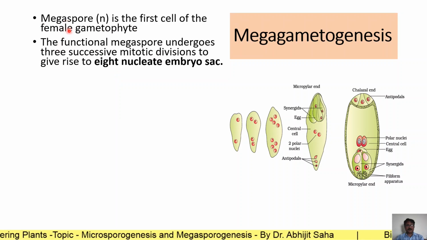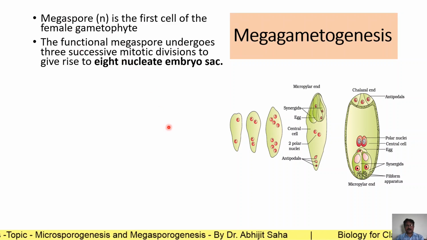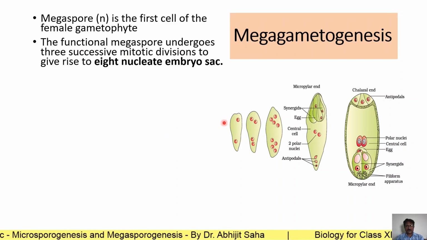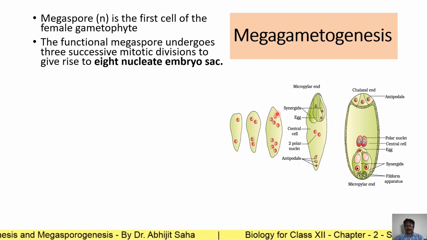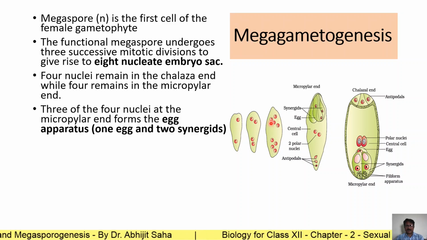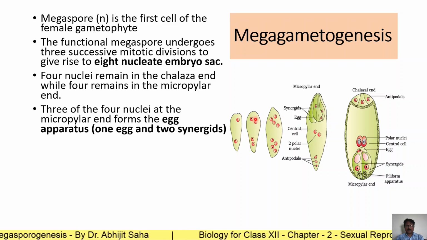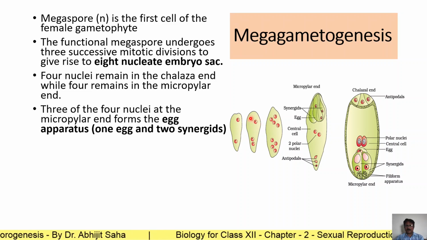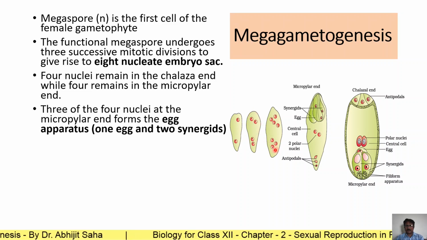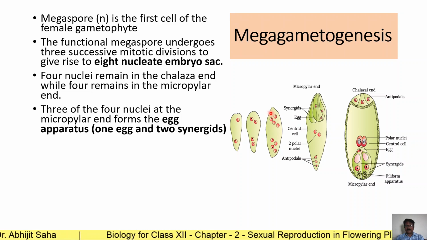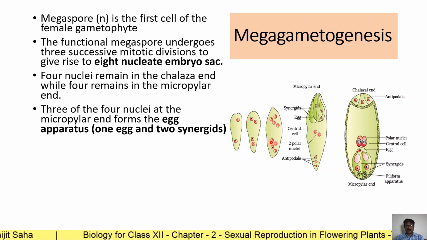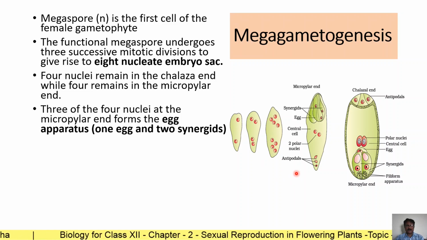This functional megaspore undergoes three successive mitotic divisions. Now there will be no more meiotic division. The first division forms two cells, the second division forms four cells, and the third division forms eight cells. These eight cells are rearranged: four form one group towards the micropylar end, and another four form a group towards the chalaza end. This is called a quartet, so one will be the micropylar quartet, another the chalazal quartet.